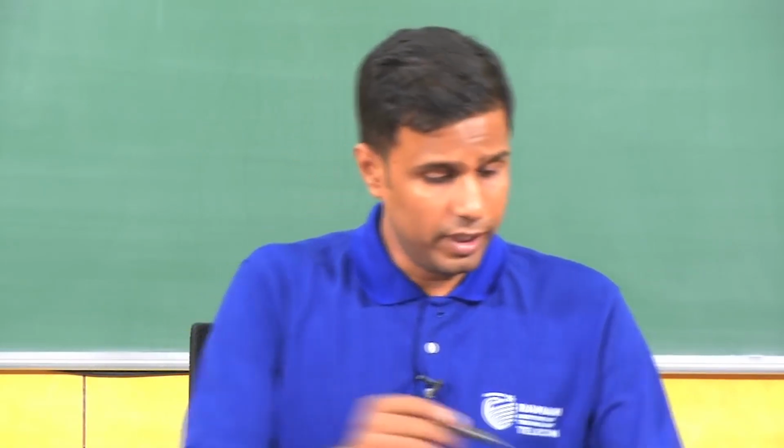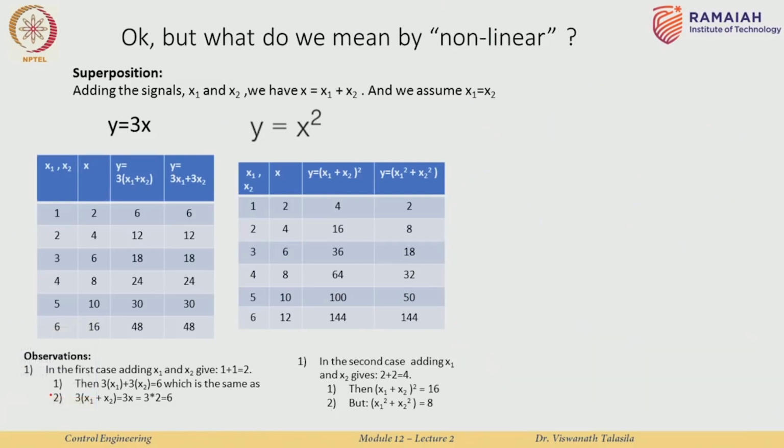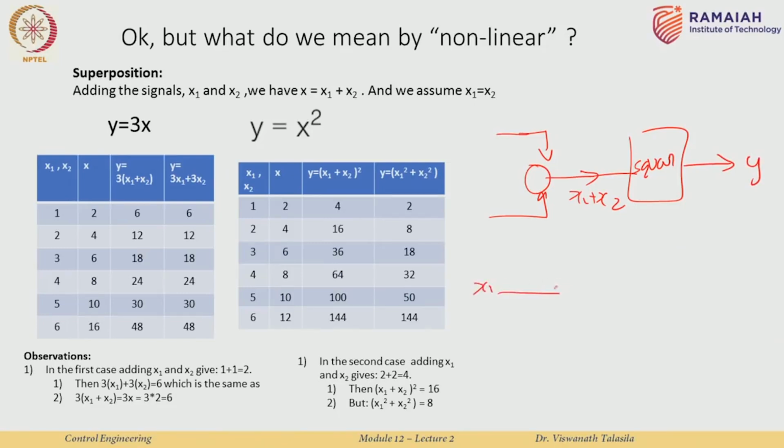Okay. What happens if it is nonlinear? Well, if it is nonlinear, we take the two signals again, x 1, x 2, and we add them up. So we take two signals x 1, x 2, add them up, you get x 1 plus x 2, and then you pass it through this block called the squaring block, and you get your y. All right. Now, this is not equal to taking each signal, squaring it up, and then adding them.